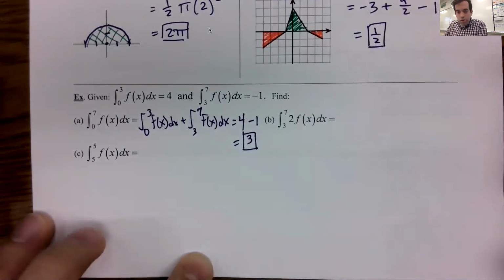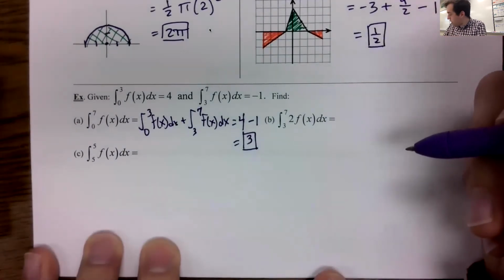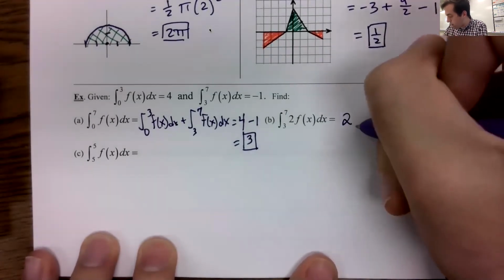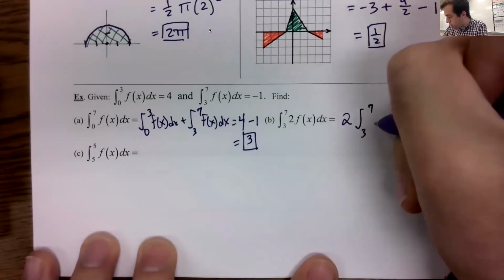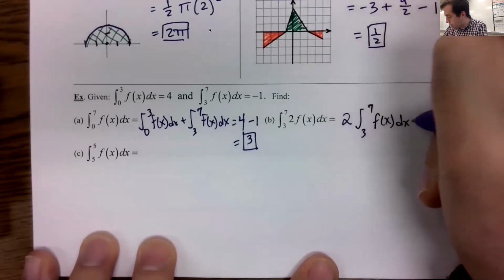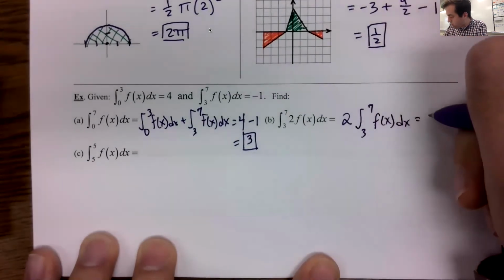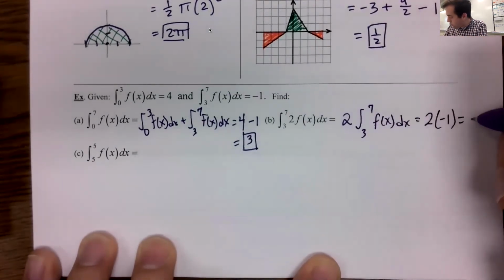Let's try letter B. So from 3 to 7, 2 times f of x dx is going to be, we can pull a 2 out in front. So it'll be 2 times the integral from 3 to 7 of f of x dx. And from 3 to 7, f of x is -1. So this becomes 2 times -1, or -2.